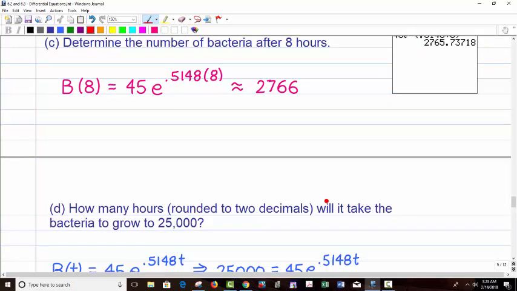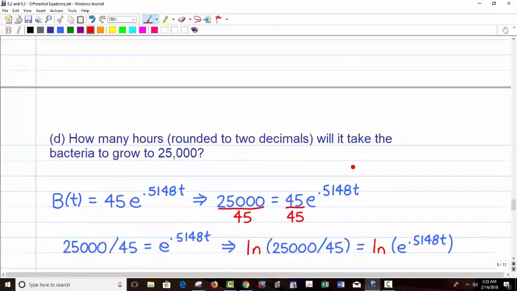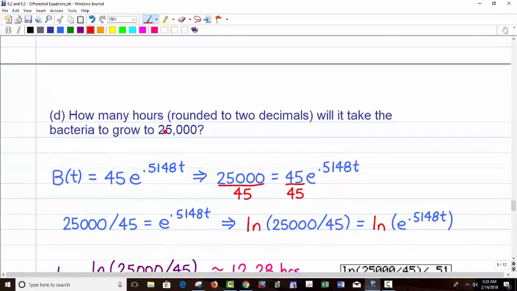How many hours? So now we're going to be solving for time. I'm saying we're allowing 2 decimals because, obviously, time, unlike bacteria, could be measured in increments that aren't whole numbers. So that's okay. We're looking for the time that it takes the bacteria to grow to 25,000. So we replace the B with 25,000 and we solve for the t.